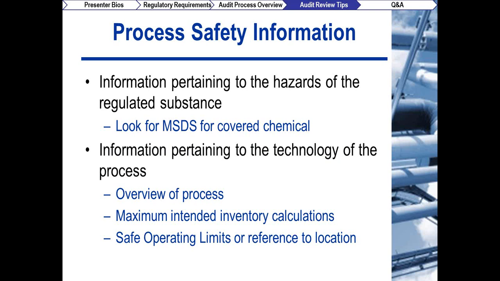So your overview of your process, is it documented correctly? Do you have one? Your maximum intended inventory, again, have you updated your facility? Did you update your maximum intended inventory? Any administrative control changes? You want to make sure those calculations are present and correct.